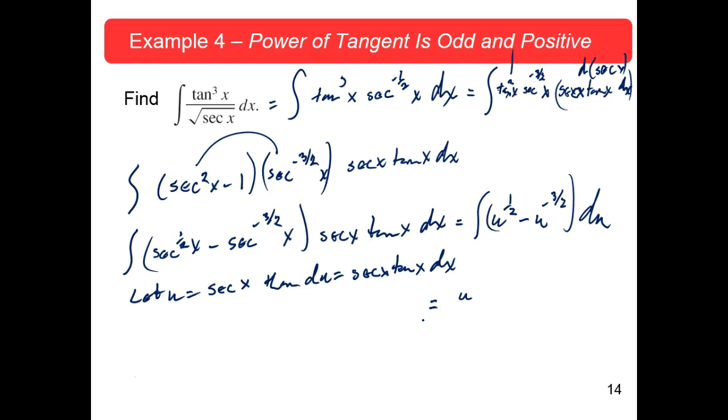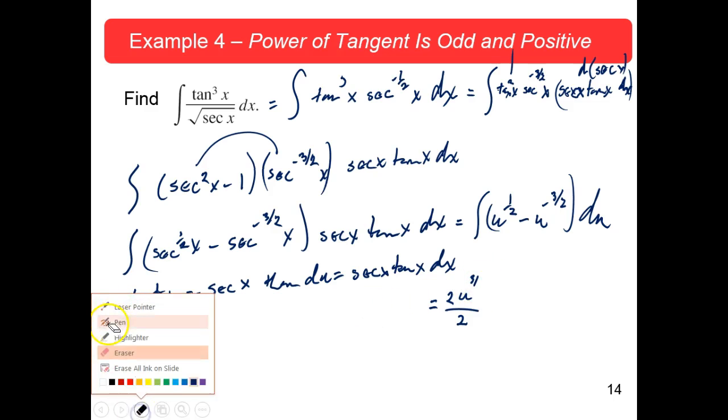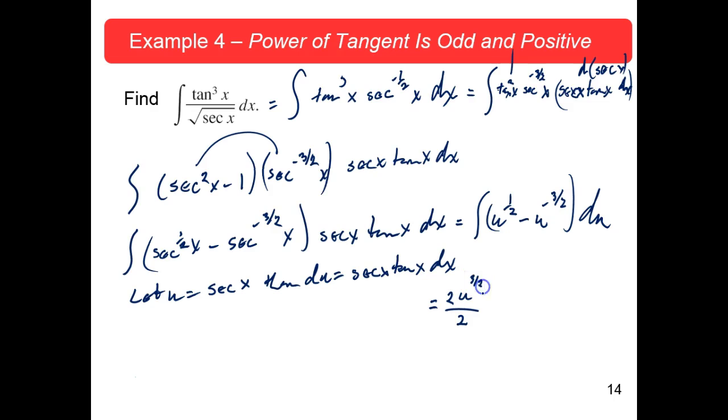2/3 u to the 3/2. Okay, u to the 3/2 times 2/3. Only I said half and wrote 3. Okay, something's a little wrong in the brain, isn't it? Okay, 3/2. Not minus.